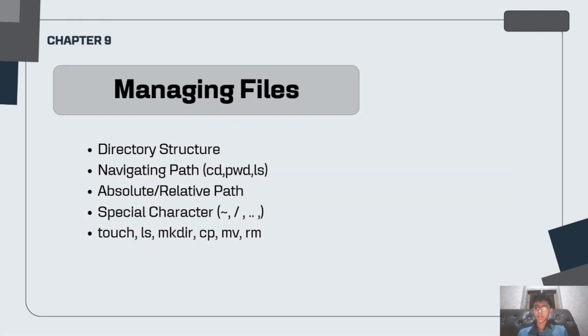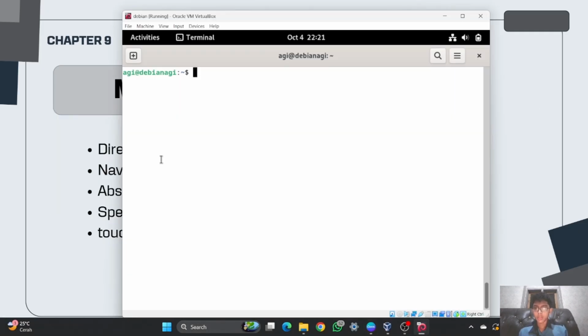And the next one is the special characters, which are the wave sign (~) or double dot. So in here I will open the Debian, and I will log into the root user first, which is using su and then the password. And in here, for example, if you want to open /root, you can type cd and then /root like this, but it takes time. So you can use cd and then the wave sign, and then enter.